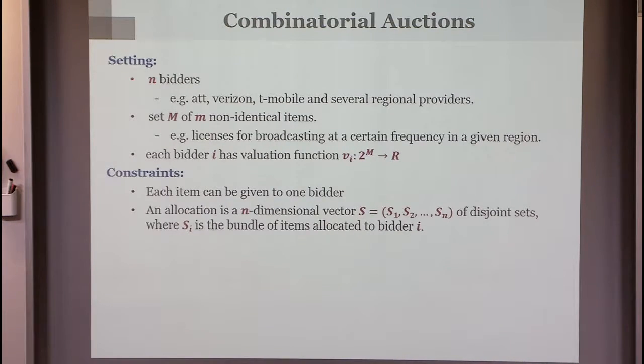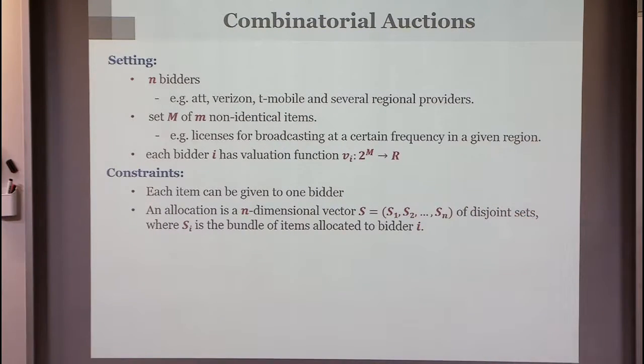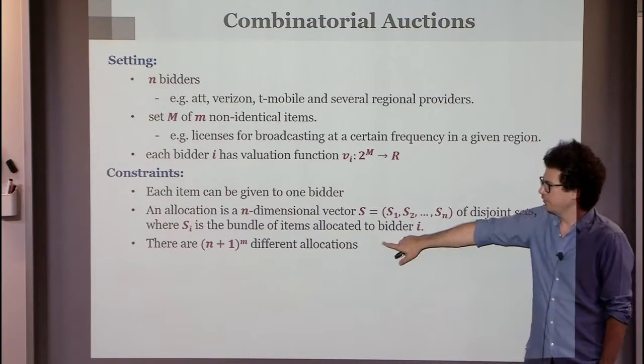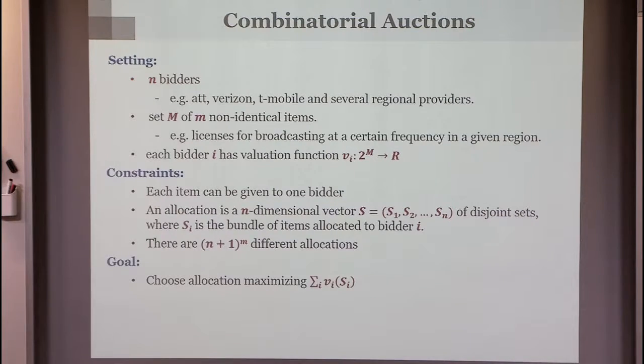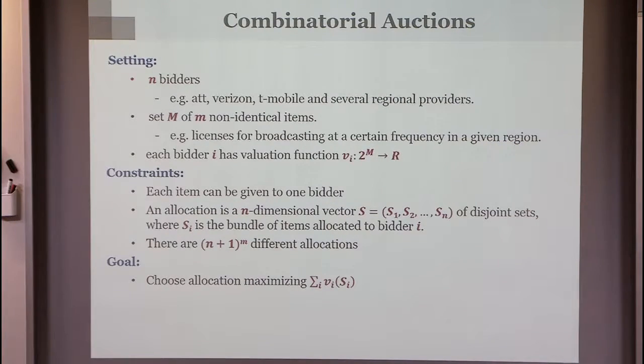And an allocation is any partition of the items to disjoint sets, where Si represents the bundle that goes to bidder i. Sometimes you can also allow throwing away some items, not allocating them. Right, so there are many different allocations, and our goal is to choose one that maximizes the total sum of values for the allocation, without knowing the true valuations of bidders a priori.